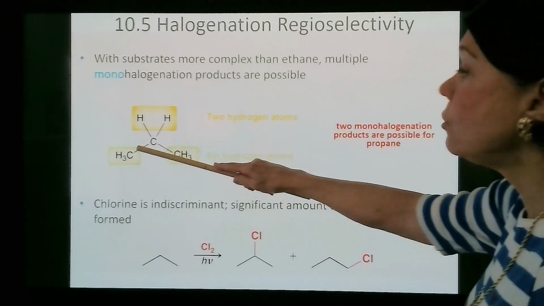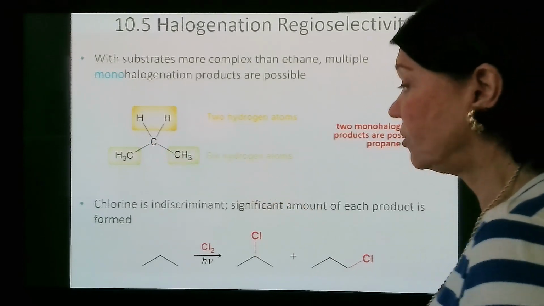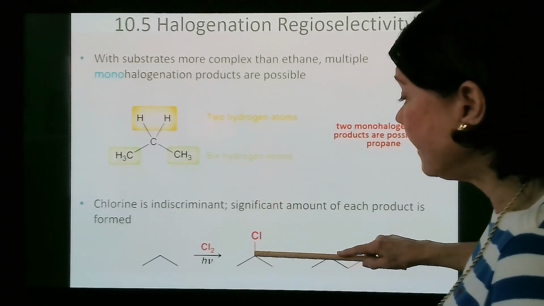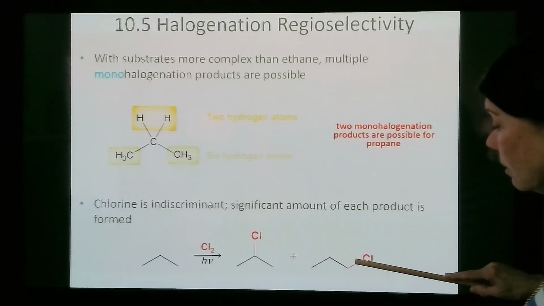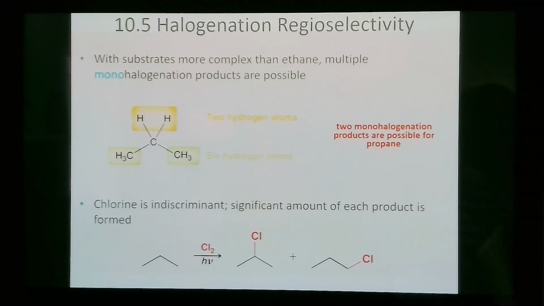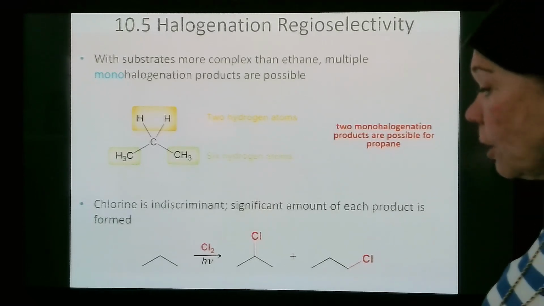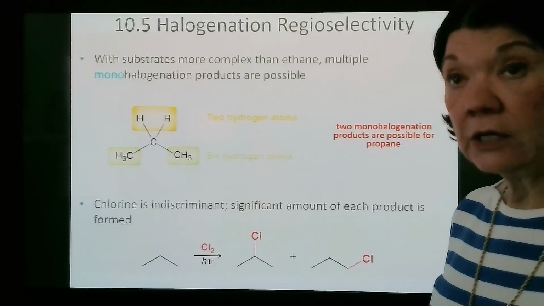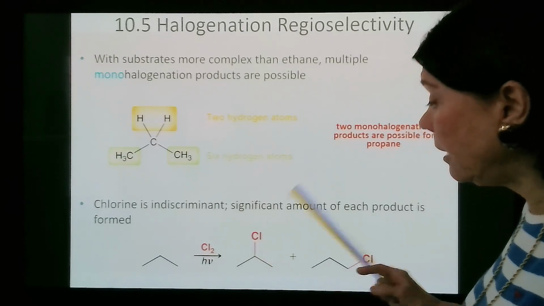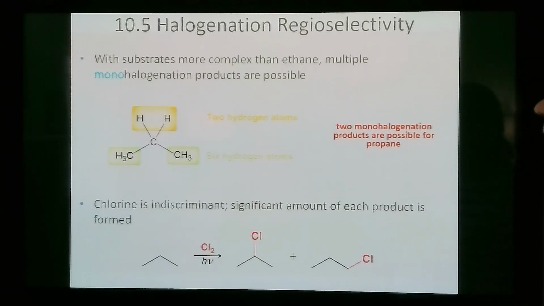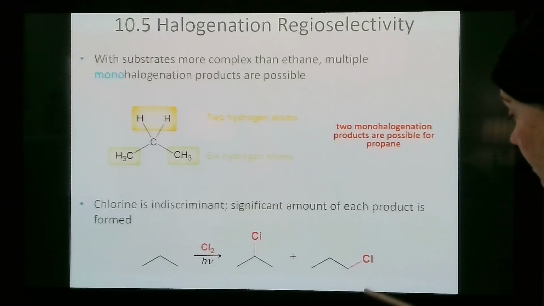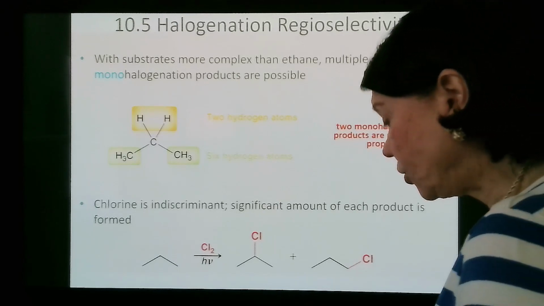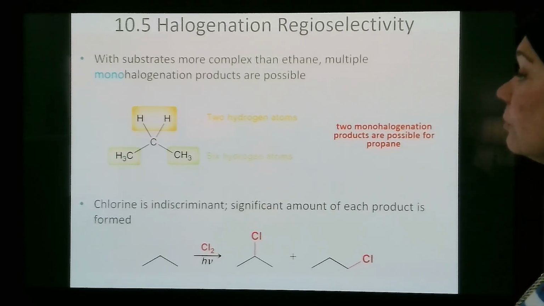So you've got 2 different products that are possible. You could get chlorination or bromination at the secondary carbon, or you could get substitution at the primary carbon. And you remember which one has the more stable radical center formed. The secondary carbon is going to give you the more stable radical, and the primary is going to be less stable, just like in carbocations. So now let's go on with the reaction and look at the results of this.